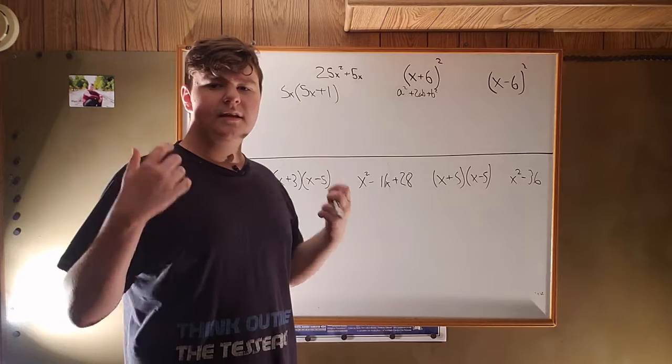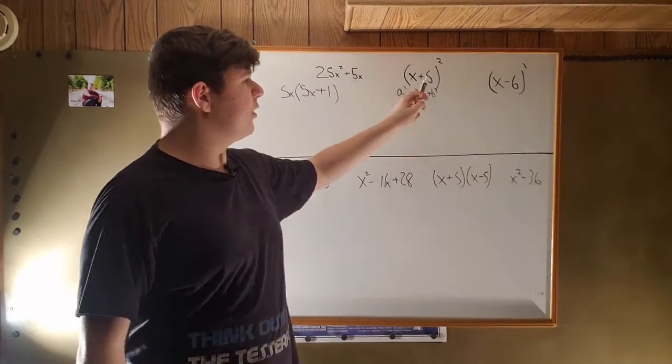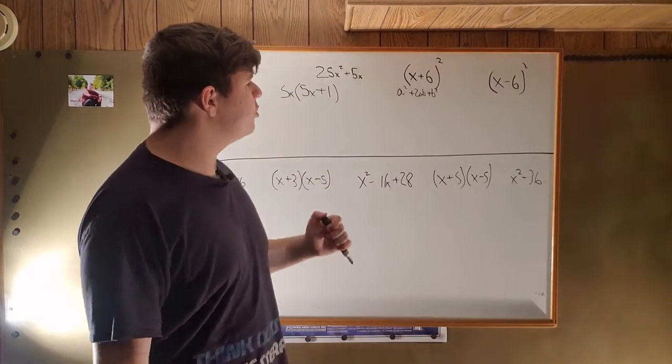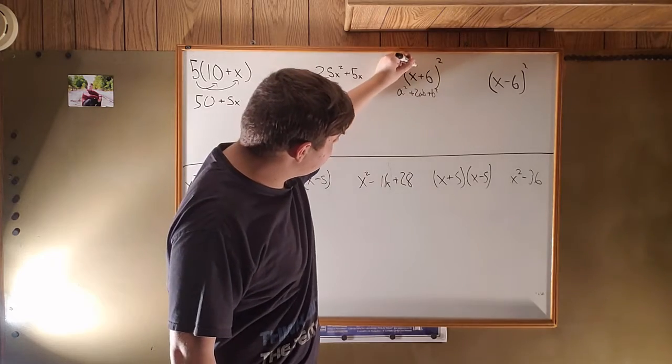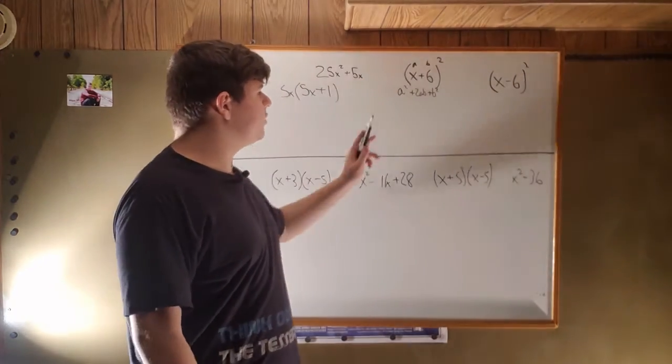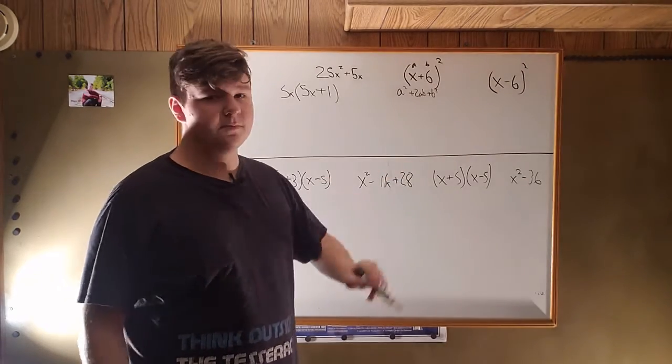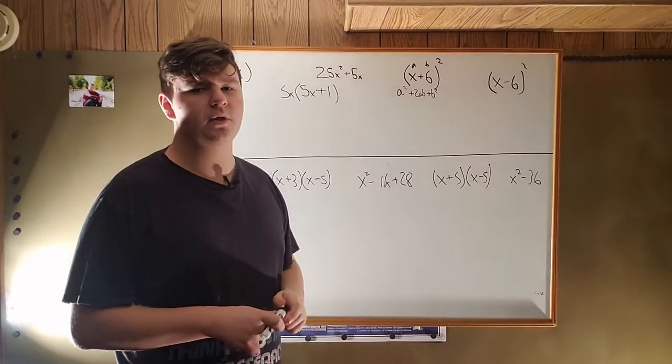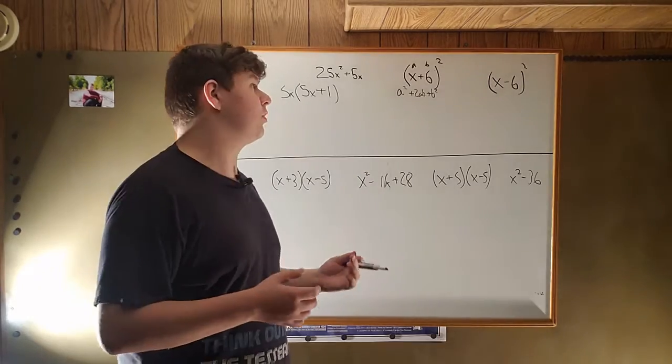That's factored. Next up, we're going to multiply something that's in parentheses squared. So in order to do this, we take these numbers and call them a and b. And then we put them into this equation, a squared plus 2ab plus b squared. This is just an easy way of doing it quicker. I'll show why that works later.